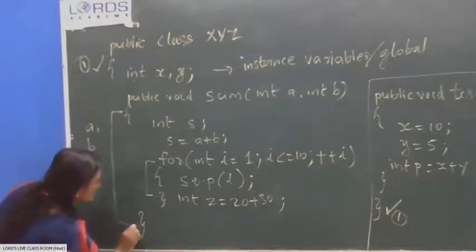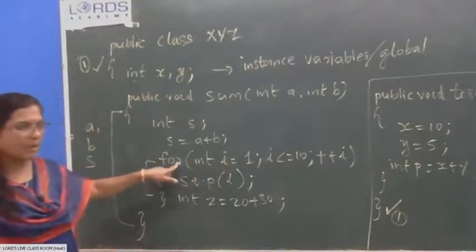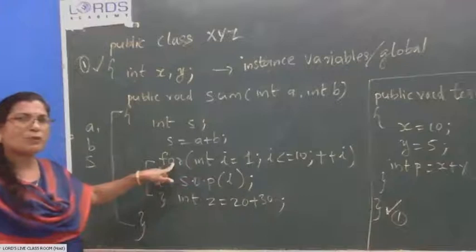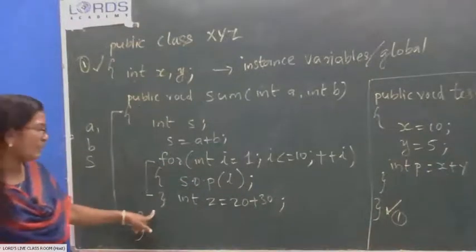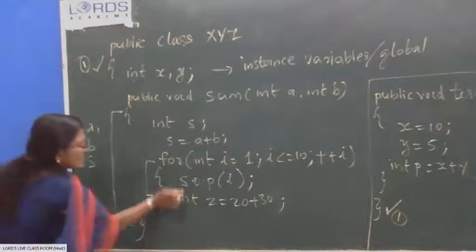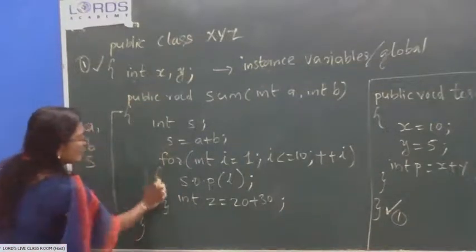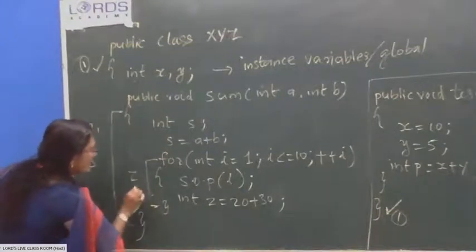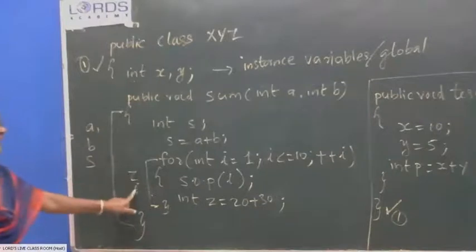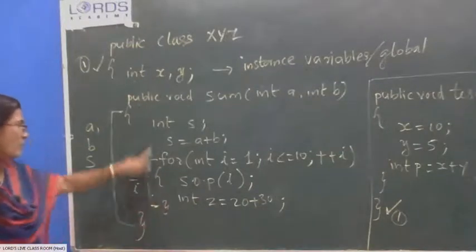Outside of it, it is not available. This I is known only to this for loop. Outside of it, if you try to refer to I, it is not available. Likewise, Z is declared within this for loop. So, Z and I are known only to this for loop. The scope of Z and I is only within the for loop.